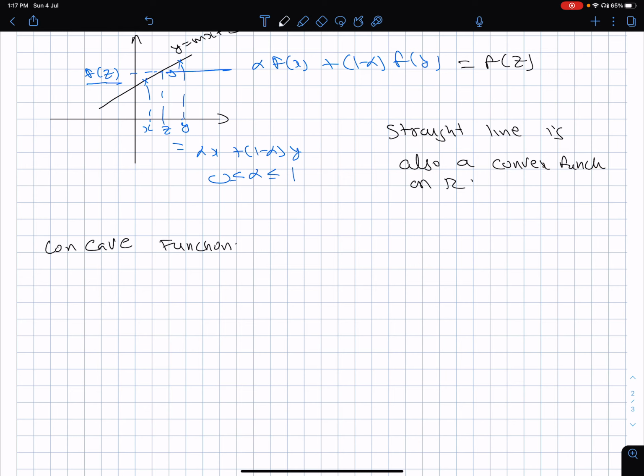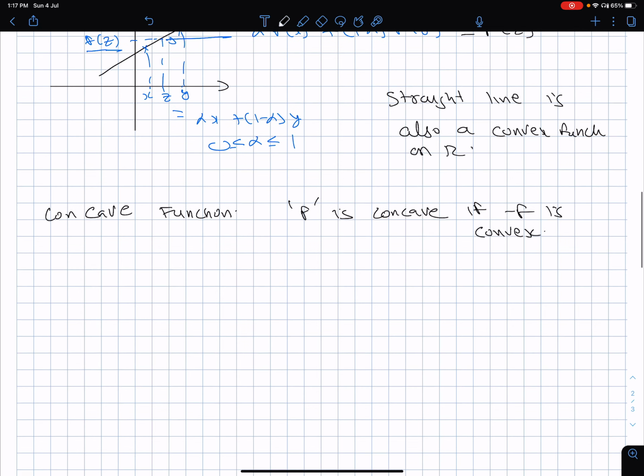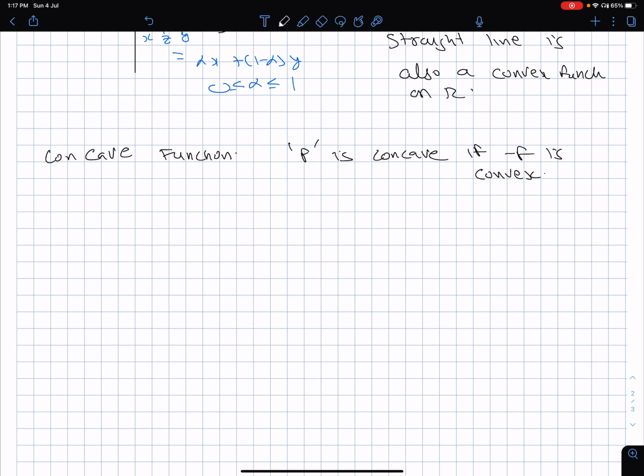Okay, so what do we mean by a concave function? Everything else remains the same: the set C is convex, the function is defined on this convex set, the convex set is a subset of Rn, and the function is from C to R. The thing is, f is concave if minus f is convex. That's it. So let us look at an example of a concave function.